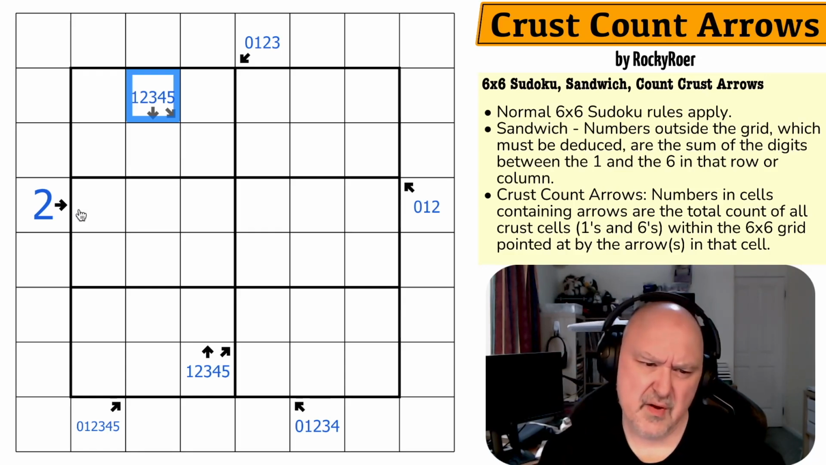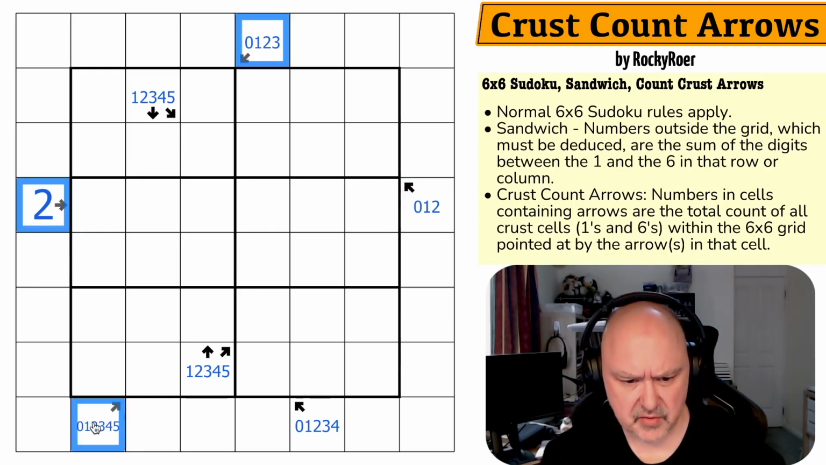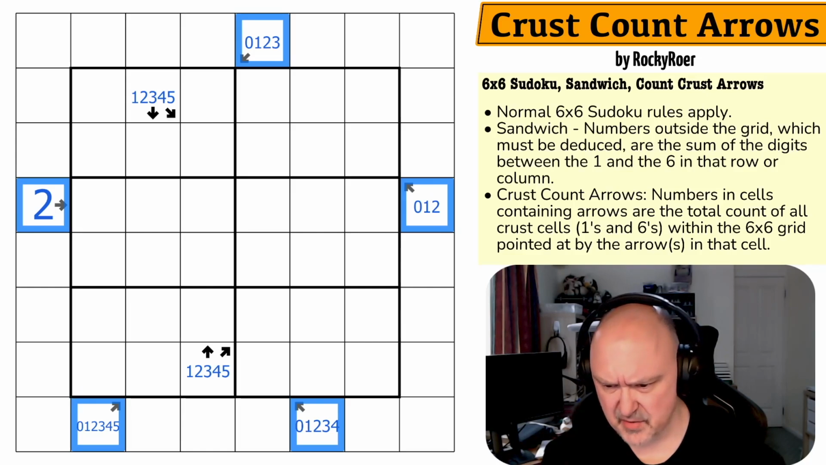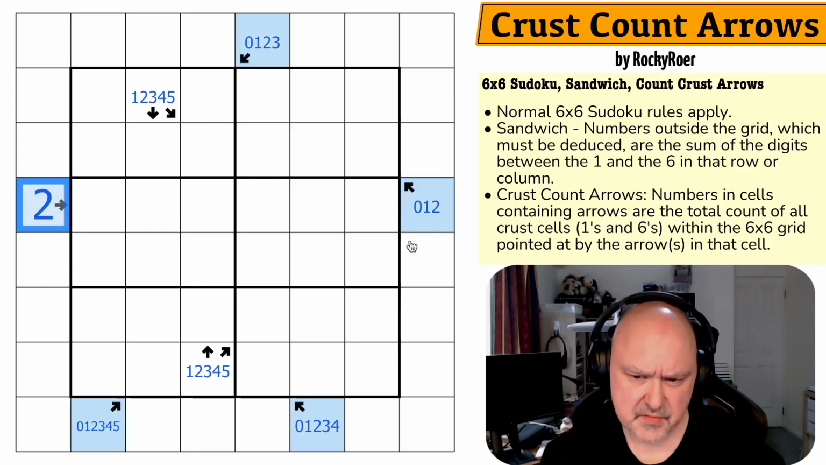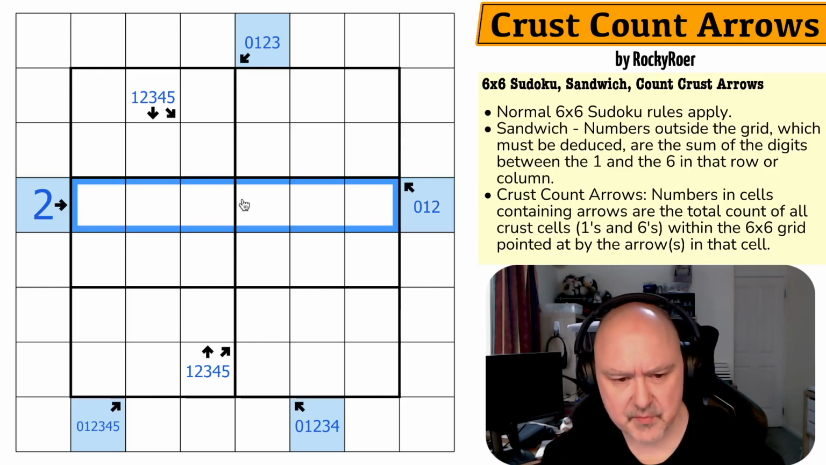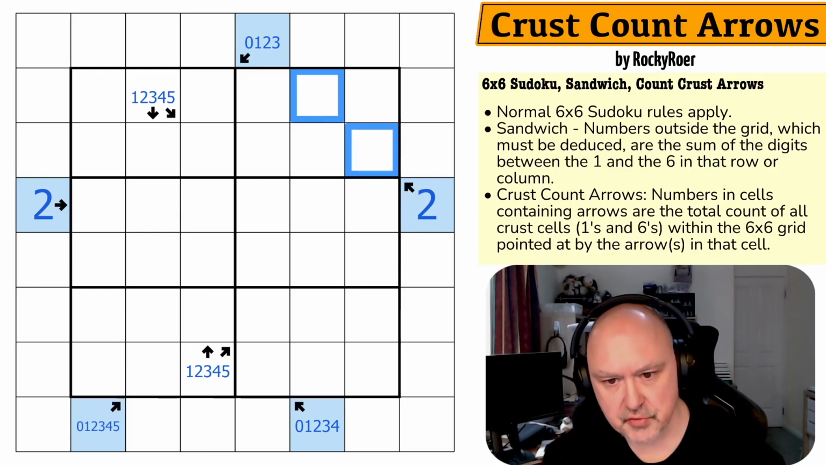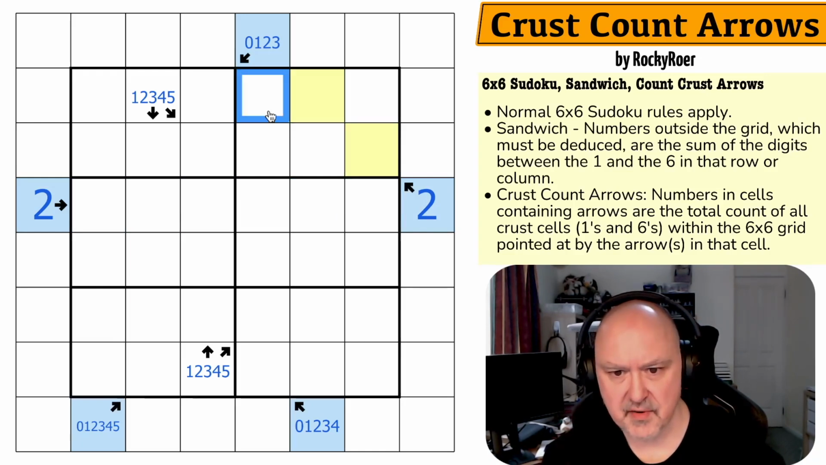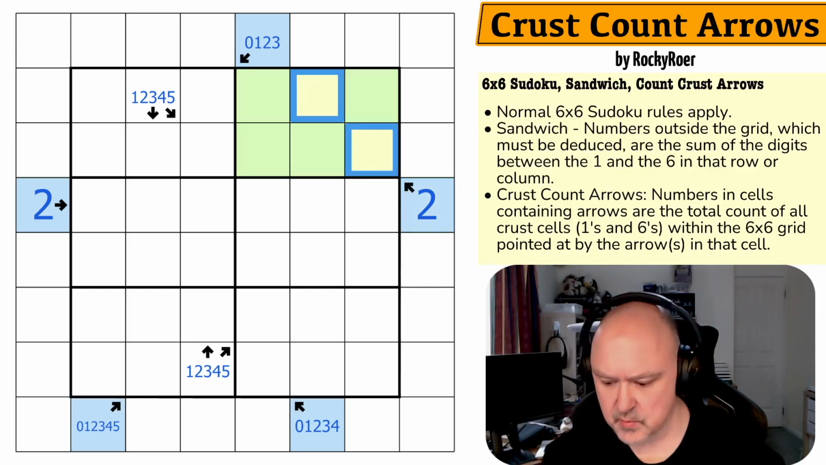Well, these are both sandwich clues. Right, these are all sandwich clues. So let's mark those blue. Those are sandwich clues. So these being sandwich clues means that this and this have to be the same, because the sandwich clue in this row is going to be the same. So that is 2. So I need to put 2 crusts in here. So these are both crust and these are not crust. There you go. So this is a 1, 6 pair.